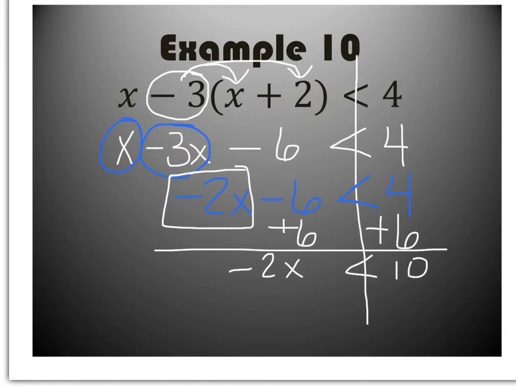Now in order to get x by itself, we have to divide by a negative 2. Since we are dividing by a negative on both sides, what do we have to remember to do? Flip the inequality symbol. So now we have that x is greater than 10 divided by negative 2, which is negative 5.